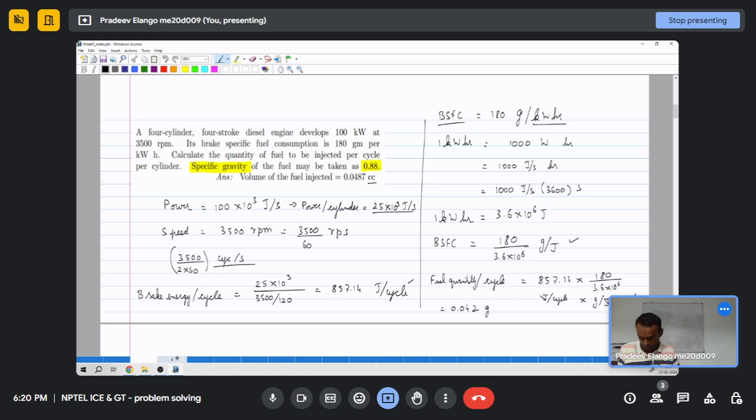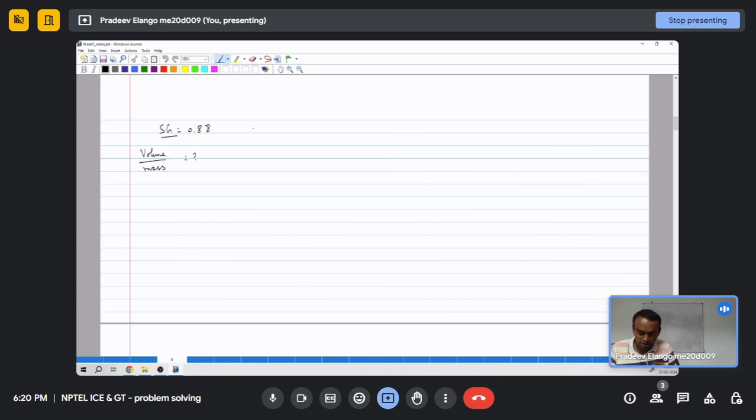Okay, specific gravity of a liquid is the density of the liquid divided by the density of water. What is the density of water? 1000, with units.